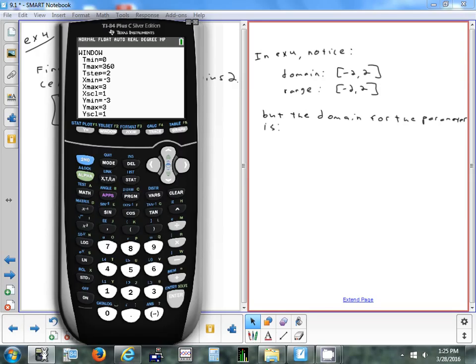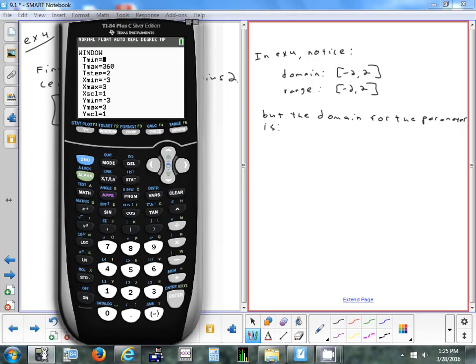All right, so what was the domain for our parameter? The window was -2 to 2, but what about the domain for the parameter? It was our minimum value and maximum value. If I only graph -2 to 2 on the parameter, I would probably only see a very, very small portion of the circle.